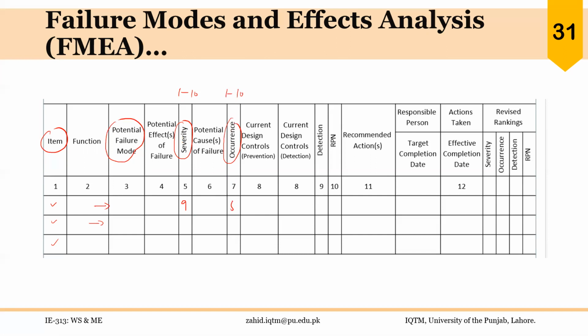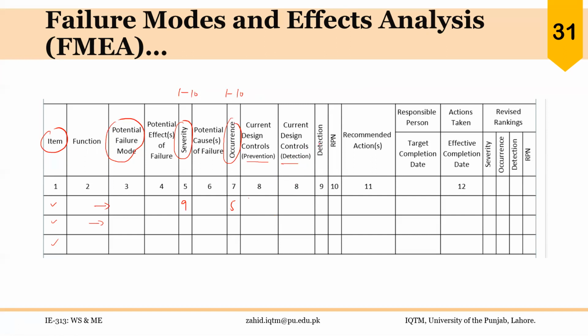Then current design controls. How could this failure mode be prevented using the current design controls in the product or process controls in our process? So we write them here, list them here if they are more than one. Current design controls, if there are any, we write here. These relate to prevention, these relate to detection.